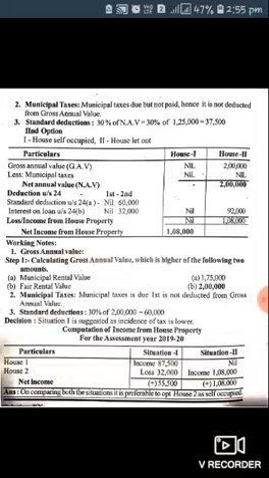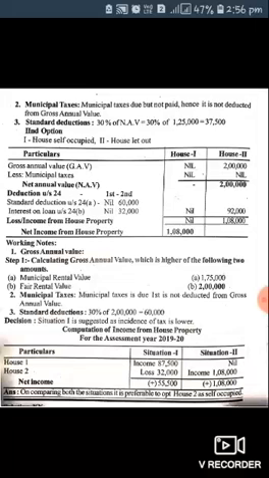So let's see the working notes. Calculating the gross annual value: municipal rental value is 1,75,000, and the fair rental value is 2 lakhs. The higher of the following is 2 lakhs, so it is taken as GAV. Municipal tax is not paid, so it is not given as deduction. And standard deduction is 30% of 2 lakhs, so 60,000 is the standard deduction.